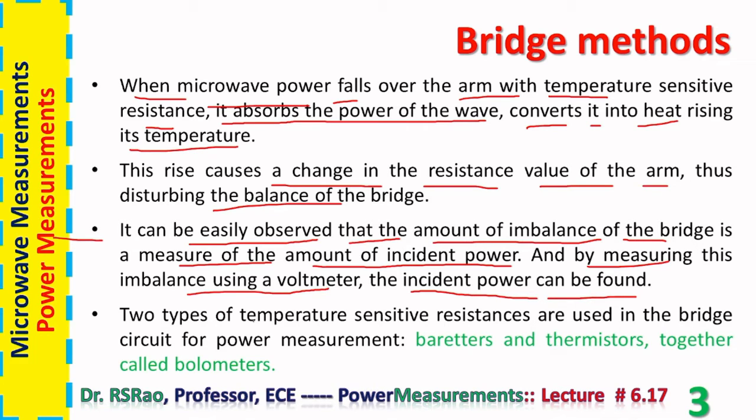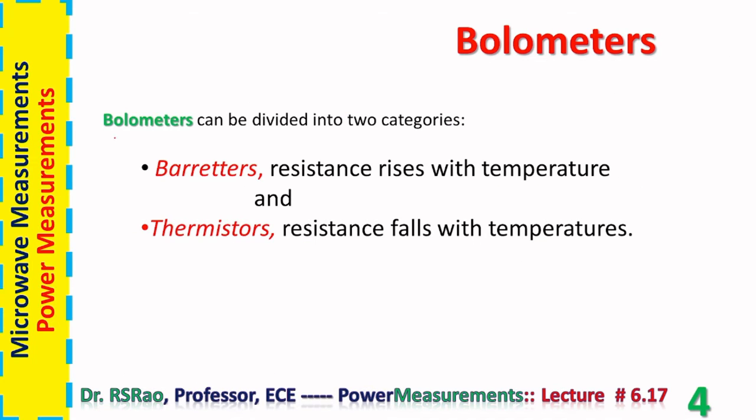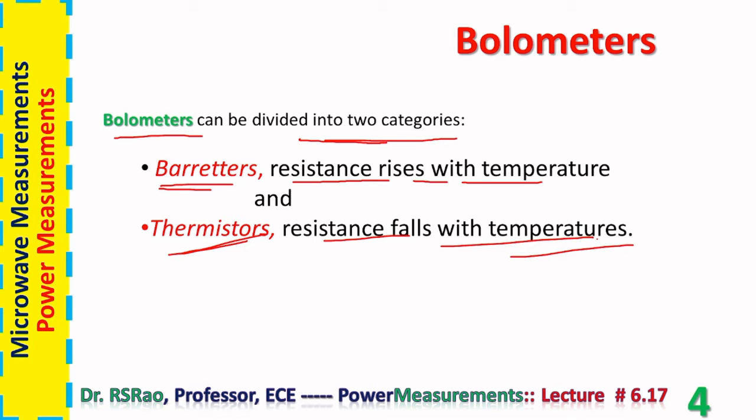Two types of temperature sensitive resistances are used in the bridge circuit for measurement: barretters and thermistors. Together they are called bolometers. Hence, there exist two types of bolometers. One type is barretters. Another type is thermistors. In barretters, resistance rises with the temperature, whereas in thermistors, resistance falls with the temperature.